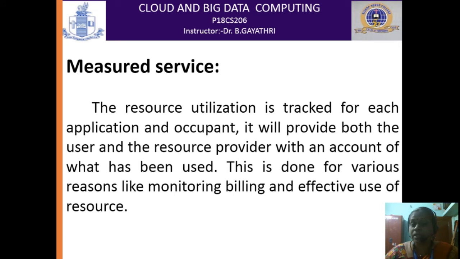Next comes the measured service. The resource utilization is tracked for each application and tenant. It will provide both the user and the resource provider with an account of what has been used. This is done for various reasons like monitoring, billing, and effective use of the resources. In all these things, we usually see the measured service, how it is being done.